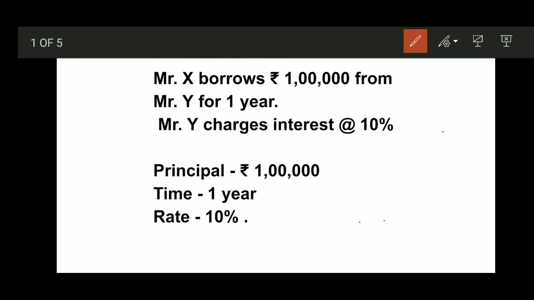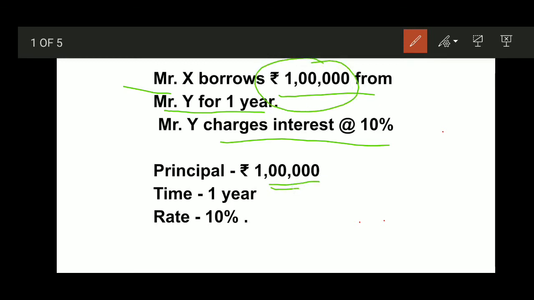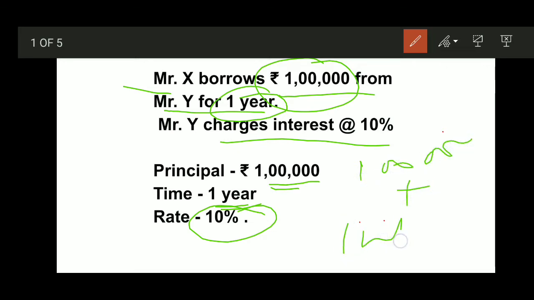Now to understand the concept of simple interest, I have taken one example. Mr. X has borrowed rupees 1 lakh from Mr. Y for 1 year. So Mr. Y will charge interest at the rate of 10% from Mr. X. The 1 lakh, that is the money borrowed, will be your principal, 1 year will be your time, and the rate, that is the interest, is 10%. So whenever X will give money to Y, he will pay 1 lakh plus interest, that will be your amount that will be paid after 1 year.